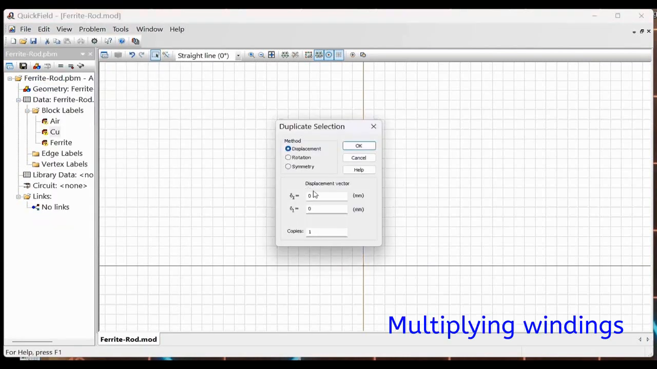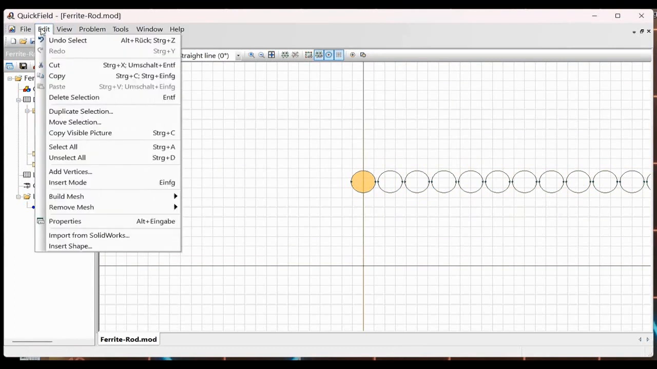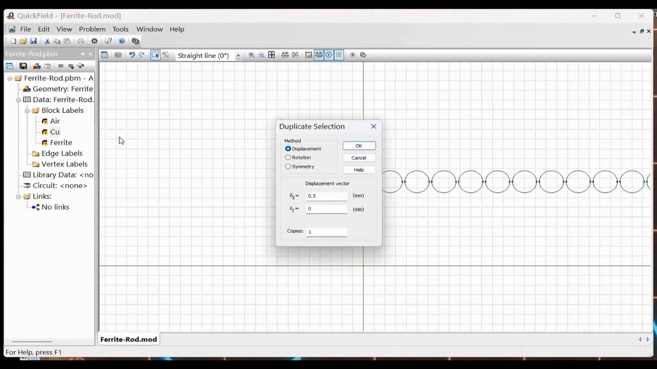Now we have to add some windings. We want to add 24 windings on the right side and the same on the left side. So in summary we have 49 windings.